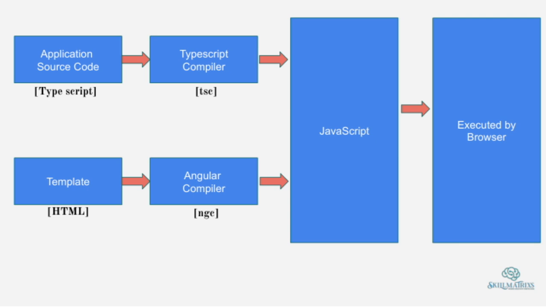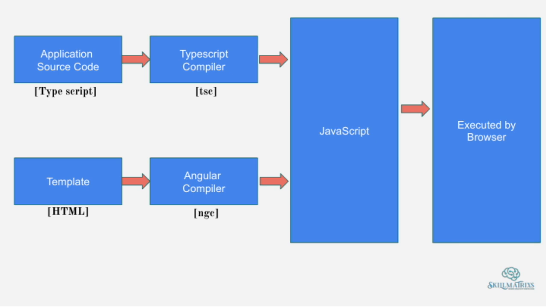Now, once the Angular compiler has done its job, it generates an application template, which essentially is the structure and layout of our app. This template, combined with the source code, is then handled by the TypeScript compiler. The TypeScript compiler converts our TypeScript code into JavaScript, which browsers natively understand.